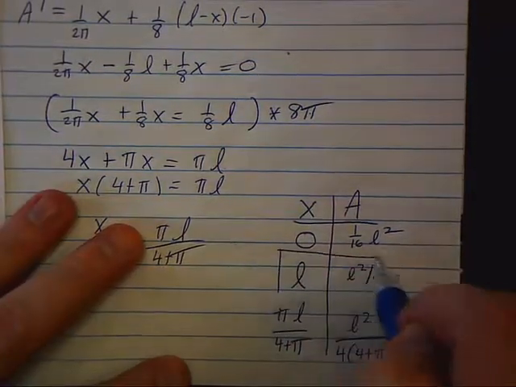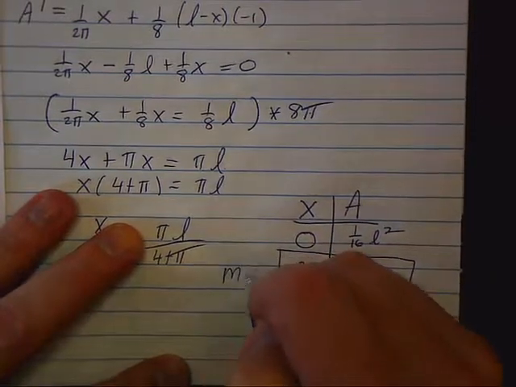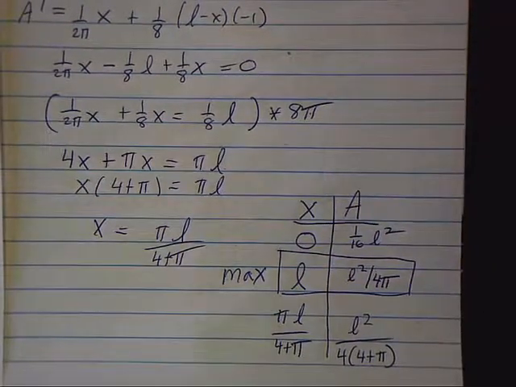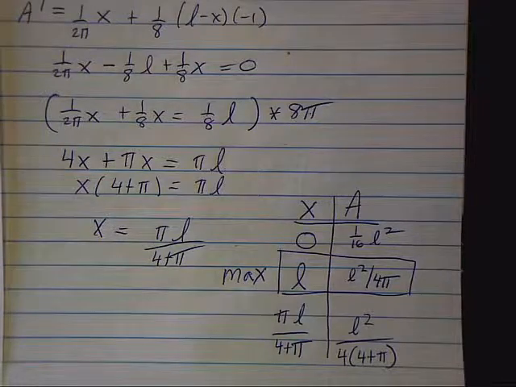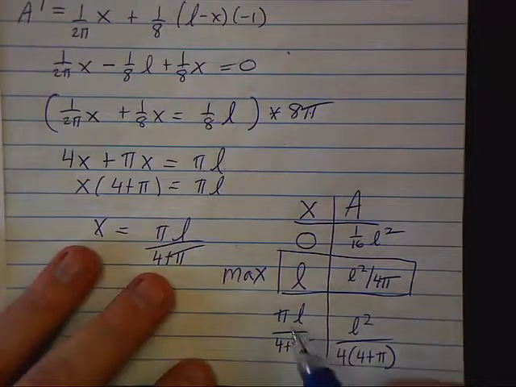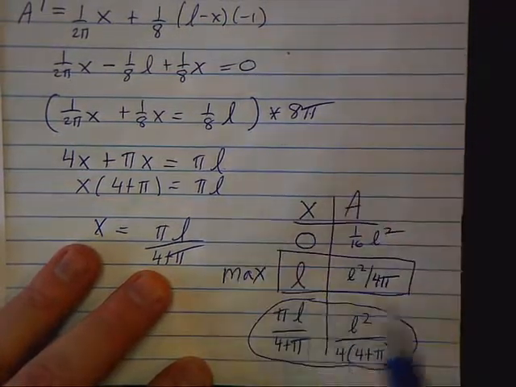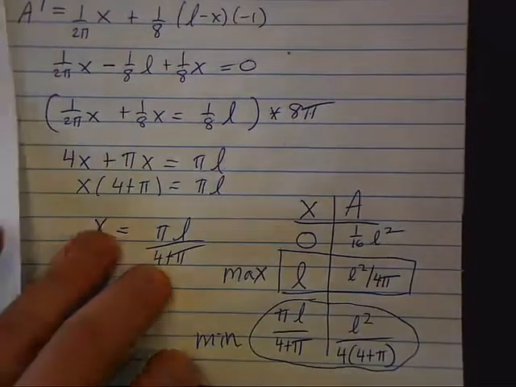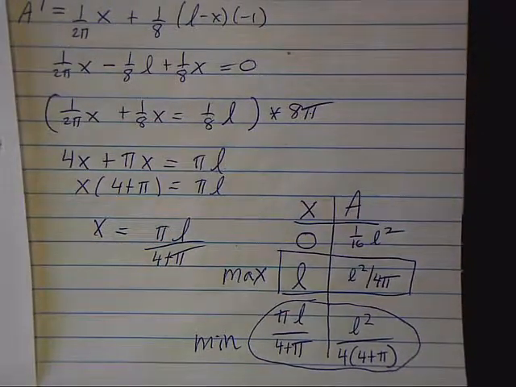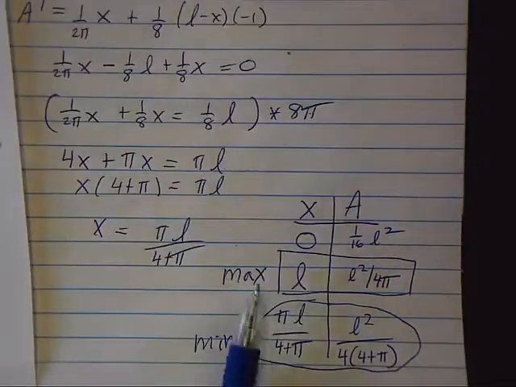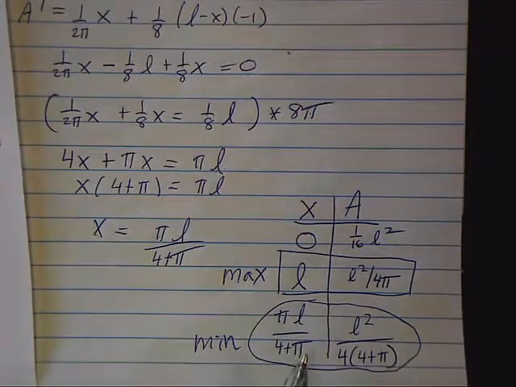So here we have our absolute max, which means if you want to build the biggest possible area, don't cut the wire, just build a circle. If you want the biggest possible area, build a circle. And this one would be the absolute minimum. You're going to build a circle and a square, and you're going to cut your length of wire at x equals pi L over 4 plus pi. Good luck measuring that. Not a very nice number.